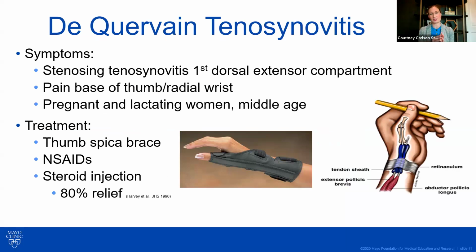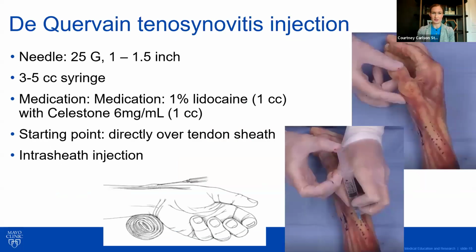The mainstay of treatment for de Quervain's tenosynovitis is giving a thumb spica brace or cast. You can use anti-inflammatory medications, but steroid injections have also been shown to give good pain relief in these patients. For these injections, I'm going to use a similar needle. I use around a 3 to 5 cc syringe for this.